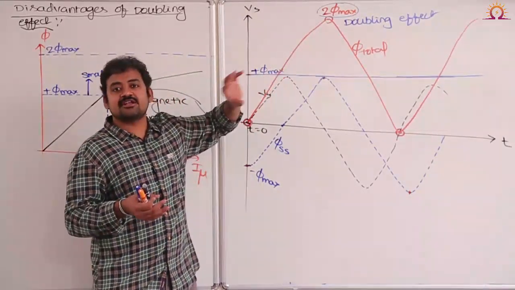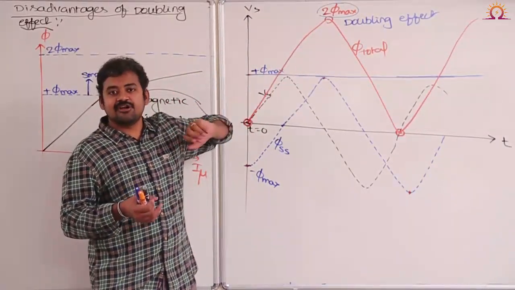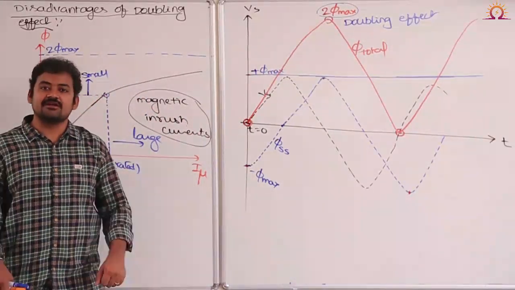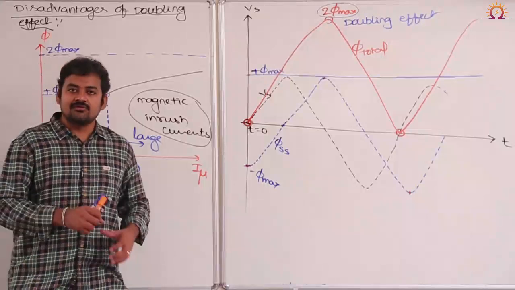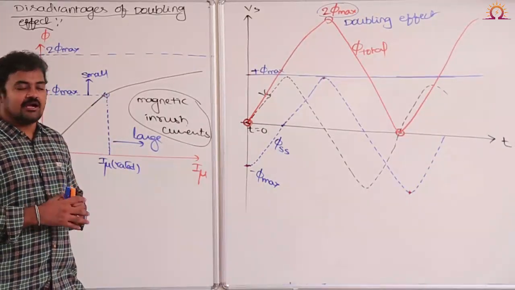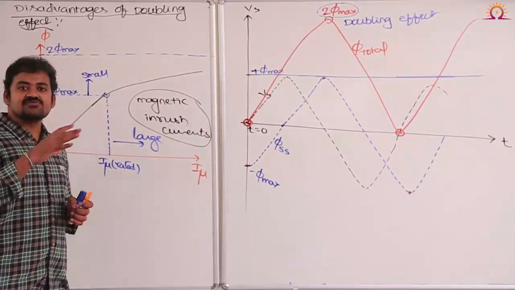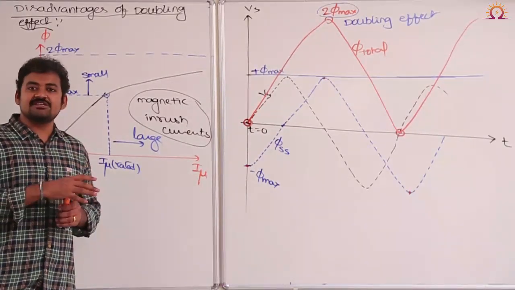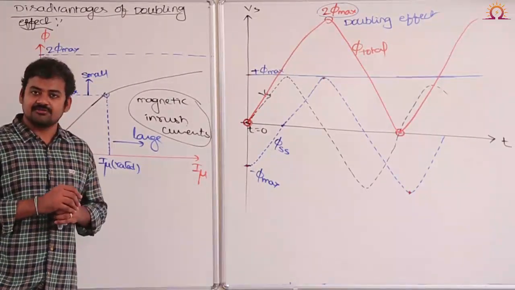That will saturate the transformer core deeply, therefore dangerously high magnetizing currents will be drawn. They are called magnetic inrush currents. Now, our next discussion is what happens if the transformer is switched on at an instant where the supply voltage is crossing its maximum value.